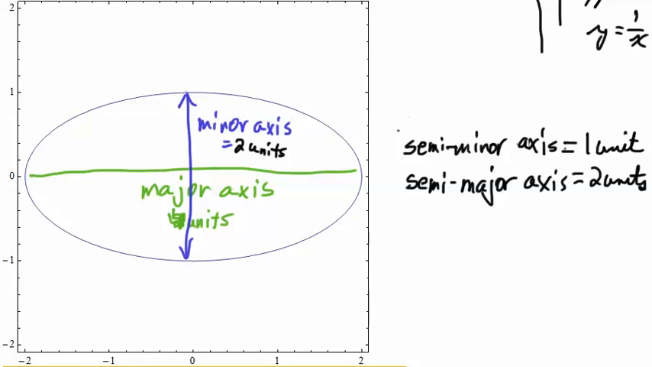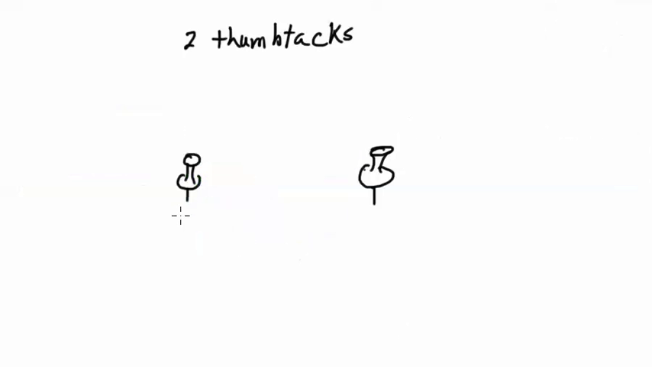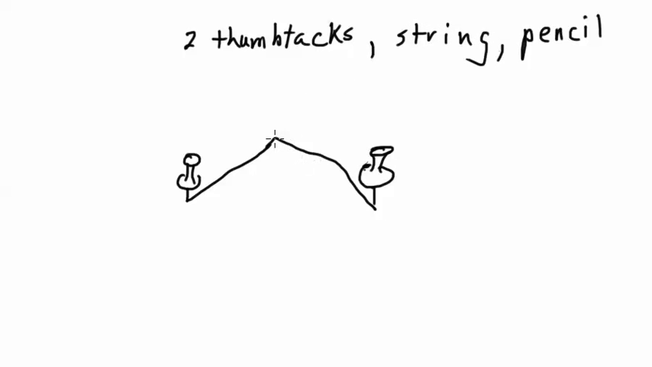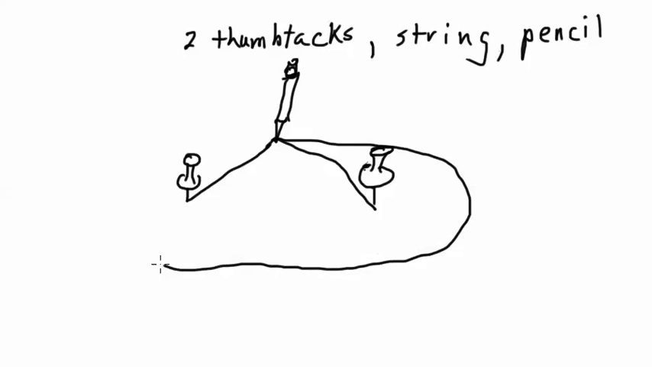Now, if I had 2 thumbtacks and a piece of string, so these are my 2 thumbtacks, and I have a piece of string tied to both of them, and a pencil. I'm going to put the pencil right here, and take the pencil and draw around, keeping the string tight all the way around. What I would end up with is an ellipse.